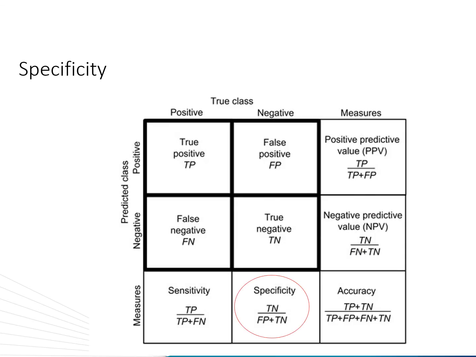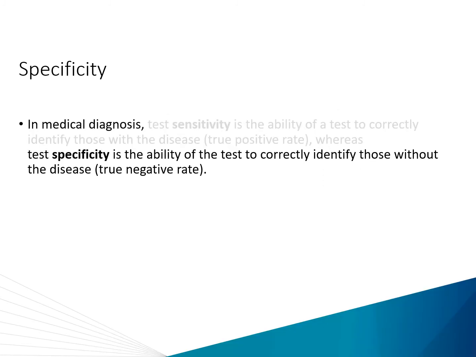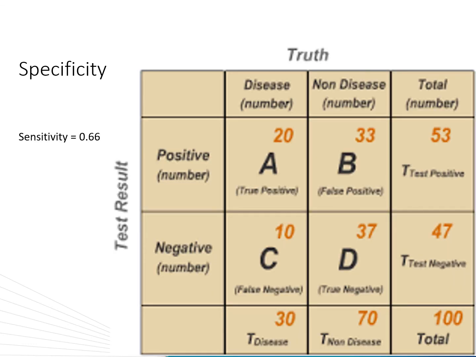On the other hand, if we look at the specificity, specificity is the ability of the test to correctly identify those without the disease, the true negative rate. So the specificity is calculated using cells B and D. And again, I hope you'll be willing to take my word for this, but that works out at 0.52. You can multiply both of those values by 100 to make 66% and 52% respectively. Really doesn't make any difference. It's just a matter of preference.